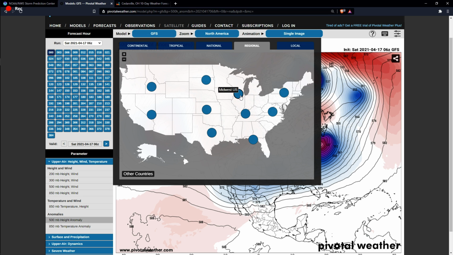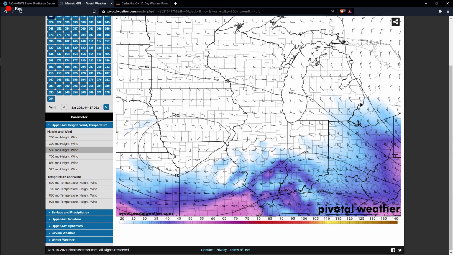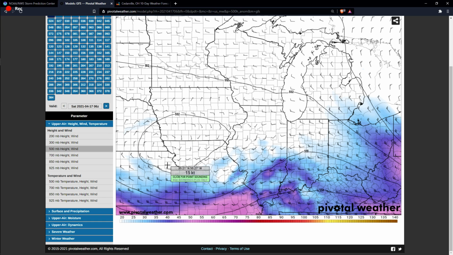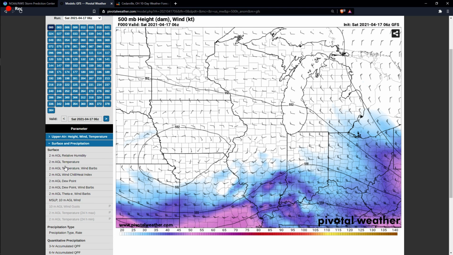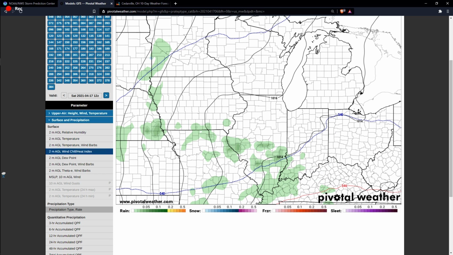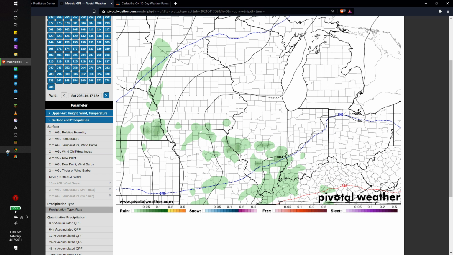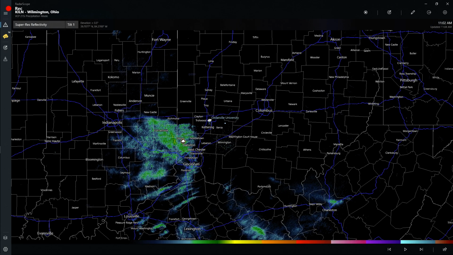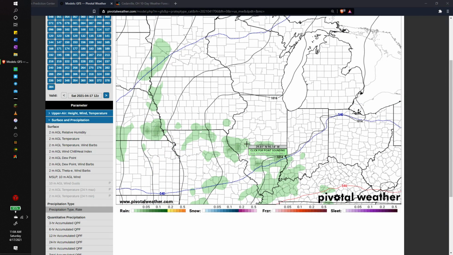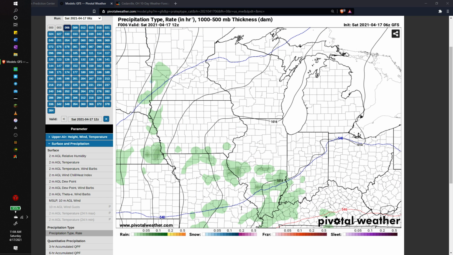So now I'm going to go to the more regional map. I'm going to get off this forecast loop so it stops messing with my mouse here. All right, so I'm going to go to our region. We're going to go to the Great Midwest U.S., and that shows Michigan, Indiana, and Ohio. This is a 500 millibar height and wind map. So I'm going to actually move to the precipitation maps.